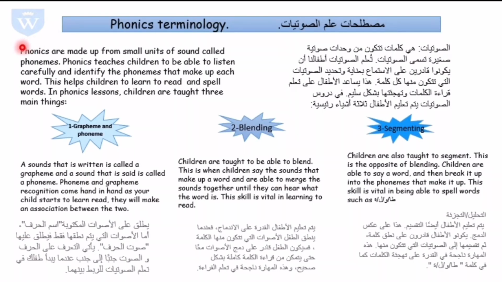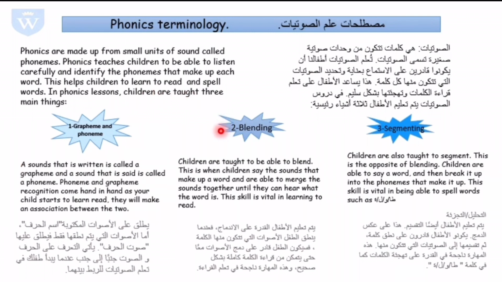Phonics terminology. Phonics are made up from small units of sound called phonemes. Phonics teaches children to listen carefully and identify the phonemes that make up each word. This helps children to learn to read and spell words, and in phonics lessons, children are taught three main things. The first, grapheme and phoneme. A sound that is written is called a grapheme, and a sound that is said is called a phoneme. Phoneme and grapheme recognition come hand in hand as your child starts to learn to read. They will make an association between the two.